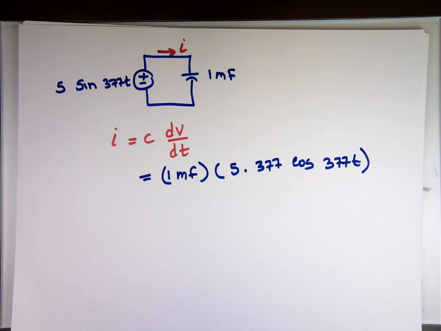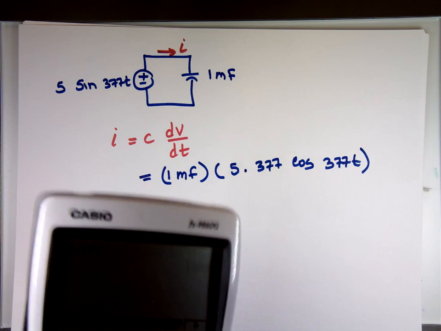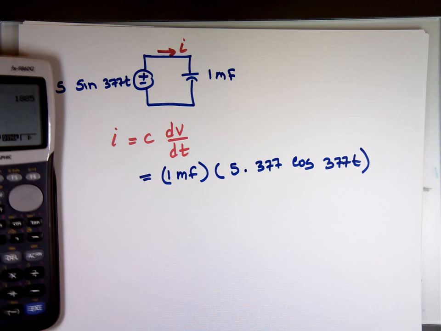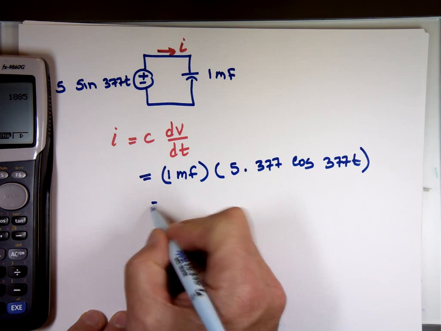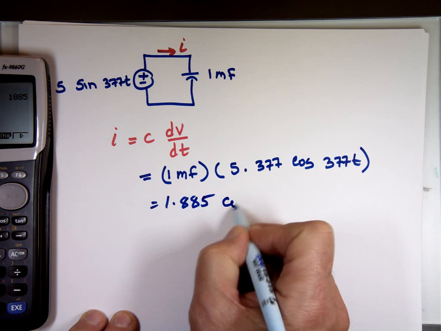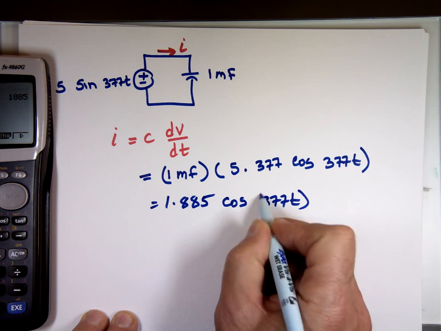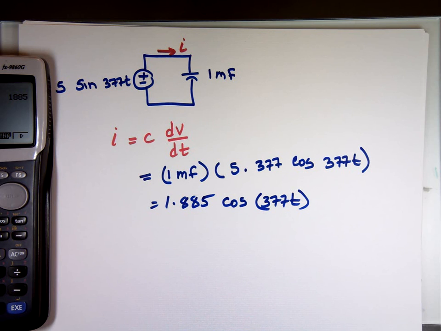So 5 times 377 times 1 times 10 to the minus 3. Get a calculator here. 5 times... okay. Yep. 1.885 cosine 377t. That's what the current is.